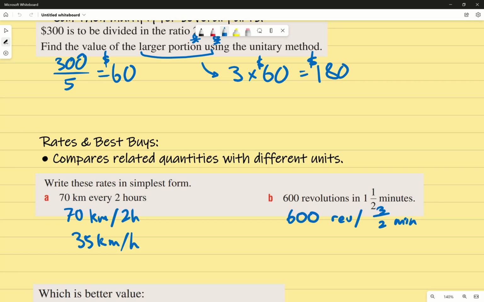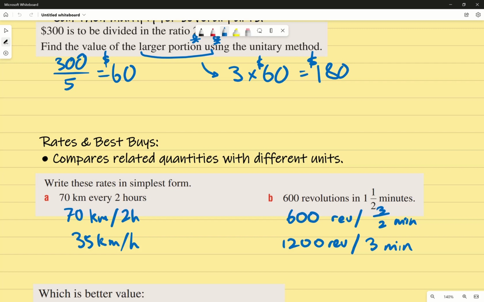You could divide it by 3, or let's times it by 2. I actually prefer times by 2, just to make it a little bit easier. So if I times everything by 2, of course this is 1,200 rev per, how many minutes? 3 minutes. Now we've ended up with whole numbers. We've gotten rid of the fractions. And now we can treat it as we normally would.